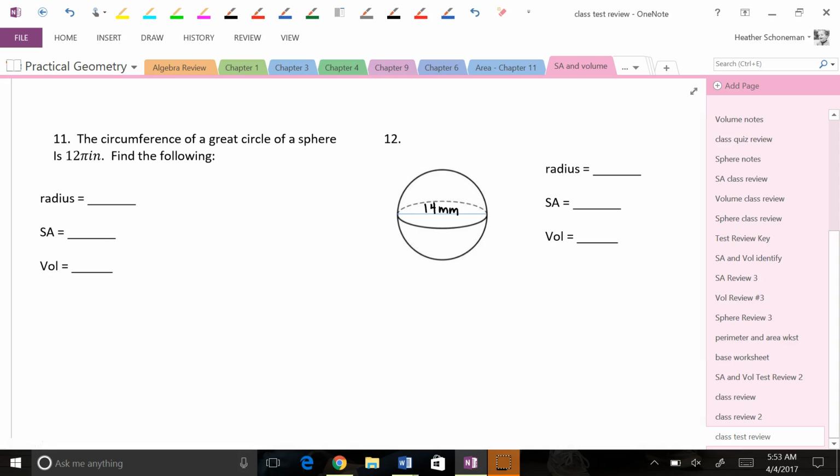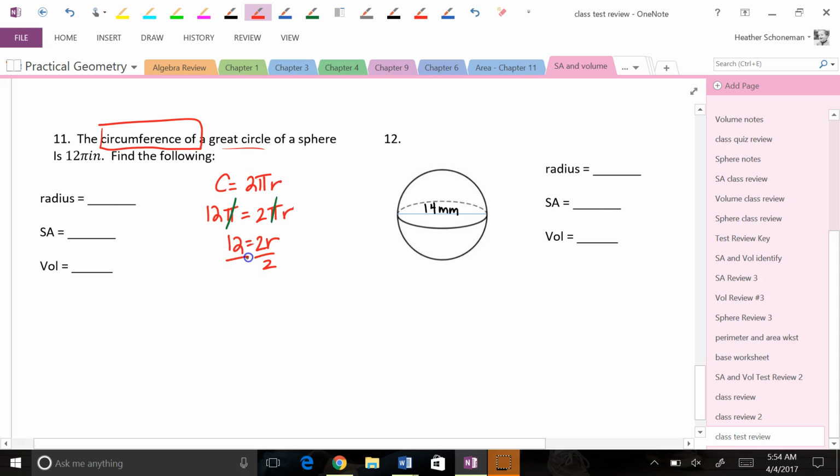Okay. This is one we did with the spheres just a little bit ago. This is information about the Great Circle. They gave you the circumference of the sphere, or whatever the radius is of the Great Circle is the same as the radius of the sphere. And we know circumference is 2 pi times the radius. And the circumference in this one is 12 pi. So that equals 2 pi r. So the pi's cancel out. So you need 12 equals 2 times the radius. So I divide by 2, so the radius is 6 inches.